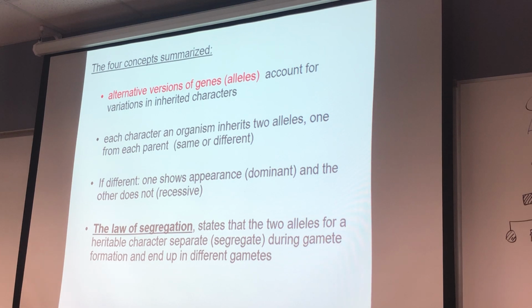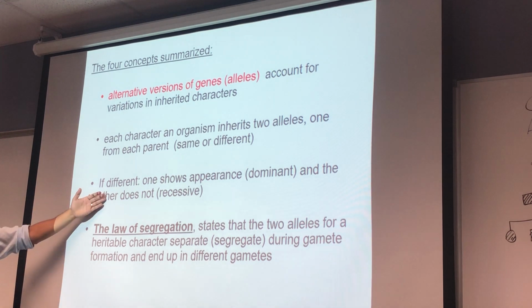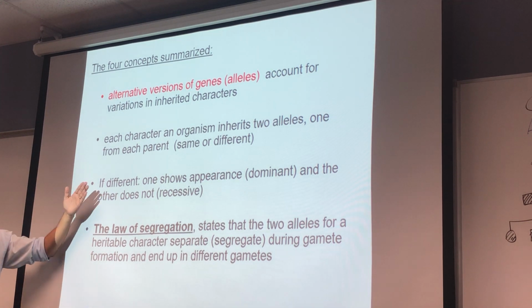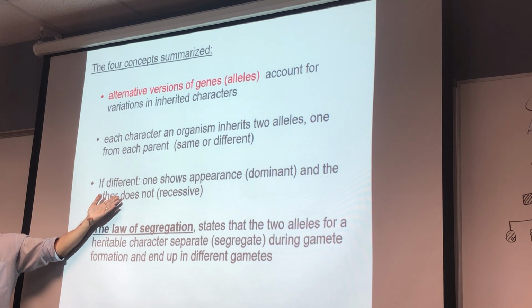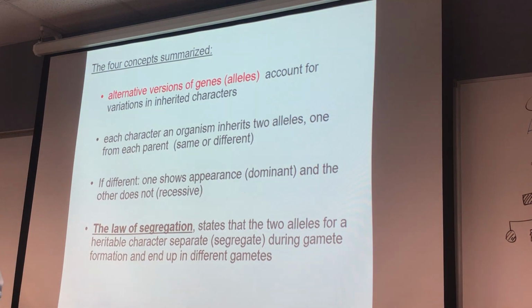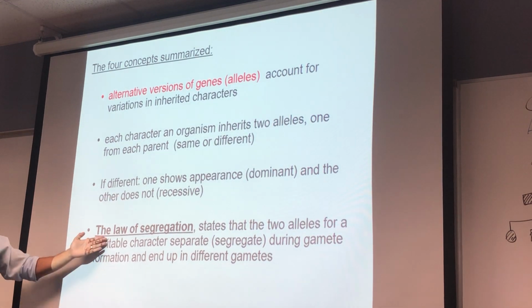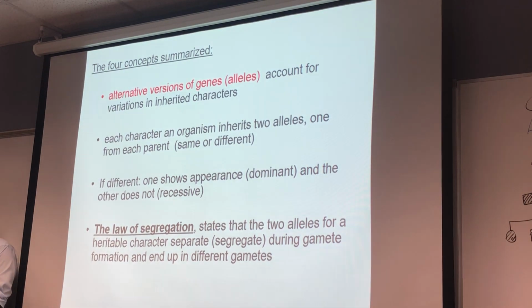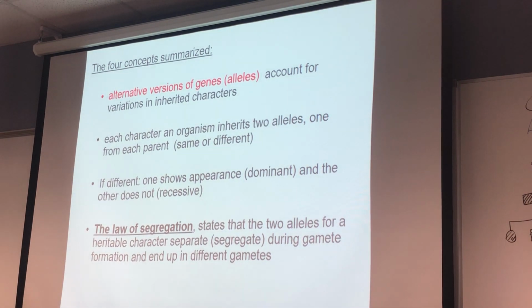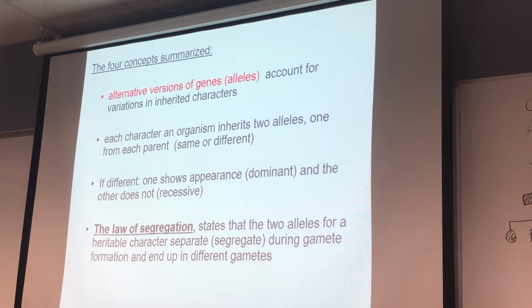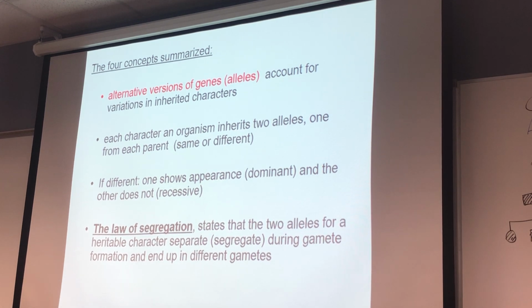Point number 2, that from each of these characters, the organism inherits 2 alleles, one from each parent, one from mom, one from dad. And 3, dominance, so if they are different, then the one that is going to be expressed is the dominant allele, not the recessive one. And fourth one is the last, segregation, that you want to give one to your future generation. Those will segregate and you're going to pass one. Okay? So make sure you know these four concepts, right?